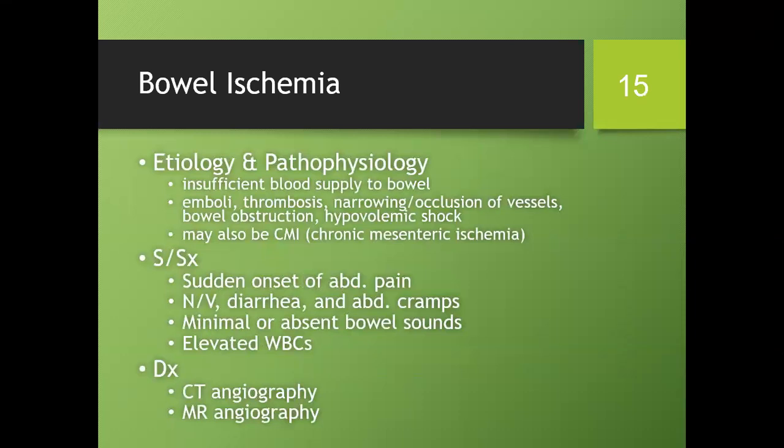Bowel ischemia. Bowel ischemia is caused by insufficient blood supply to the bowel. It can be caused by a clot, either an emboli or thrombosis, the narrowing or occlusion of vessels, or bowel obstruction, even hypovolemic shock, so they don't have enough blood to get around. It may also be caused by chronic mesenteric ischemia, but that's extremely rare. We don't see that as often. These patients will have a sudden onset of abdominal pain, nausea, vomiting, diarrhea, abdominal cramps, minimal or absent bowel sounds, and their white blood cell count will be bumped. We can do a CT or an MRI, so magnetic resonance angiography, to look at what's going on with the bowel.